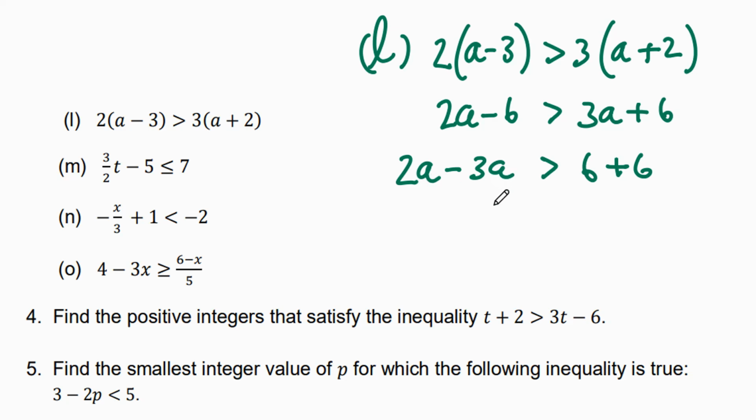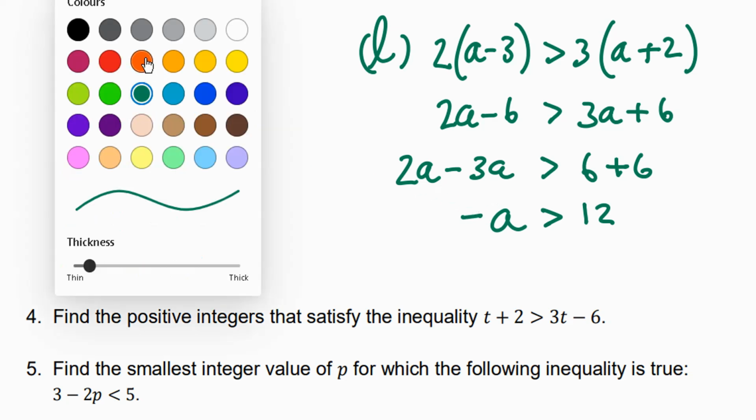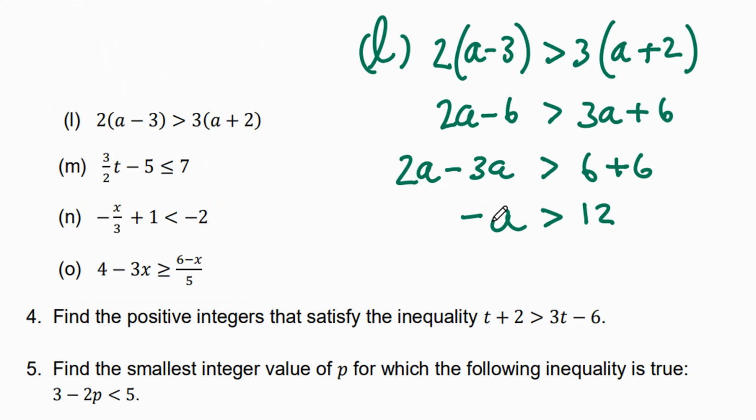So 2a minus 3a is negative a. So that's going to be greater than 12. We want to get rid of this minus here. Now remember that negative a actually means negative 1 times a. So in order to get rid of the negative here, we divide the negative 1 into the right-hand side.